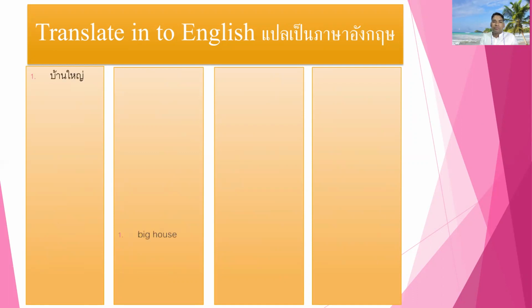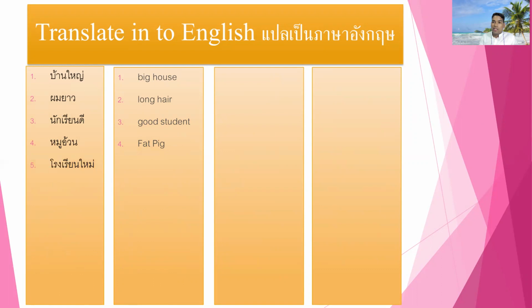Number 1 is big horse. Number 2, I can't read the Thai because I don't know. Number 2 is long hair. Number 3 is good student. Number 4, I don't know whether this one is correct or not. I just took it from Google Translate. If something is a mistake, please try to correct it, and then after you will understand it again also.